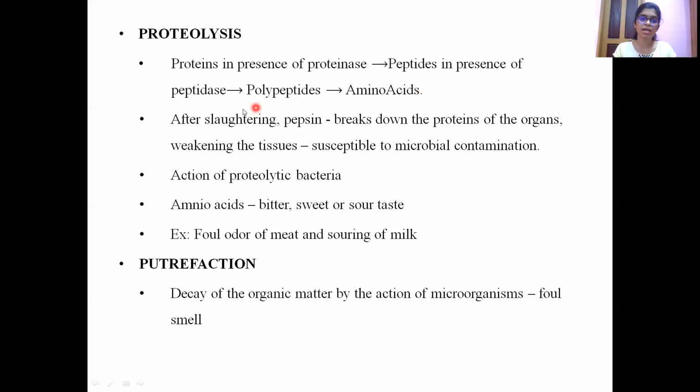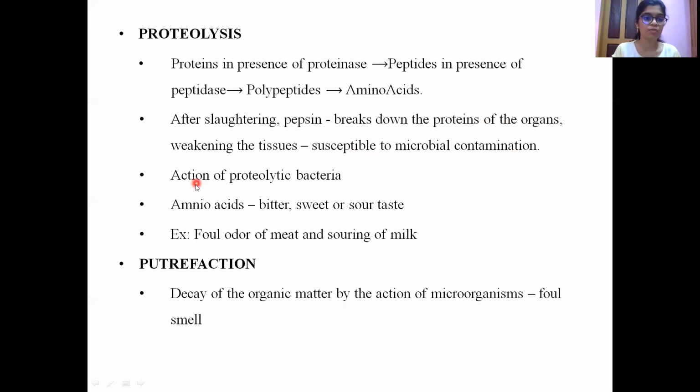The other one is the action of the enzyme pepsin. Pepsin is an enzyme present in every organism, and it is helpful in the normal digestion process for decomposing protein molecules. Generally after the slaughtering of the organism, this pepsin begins to break down the proteins of organs. Thus, the tissues are weakened, and these weakened tissues are highly susceptible to microbial contamination.